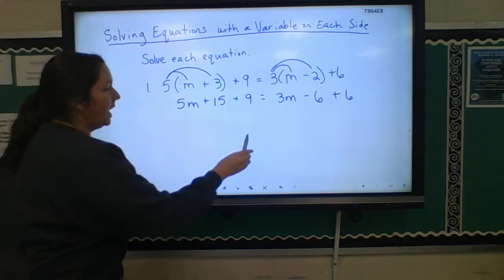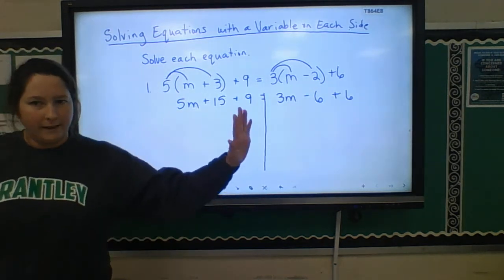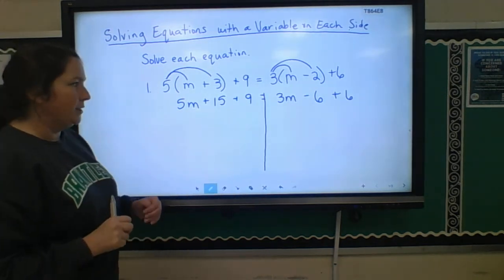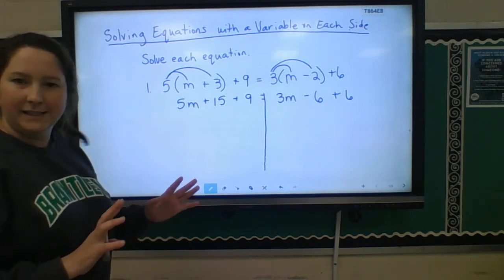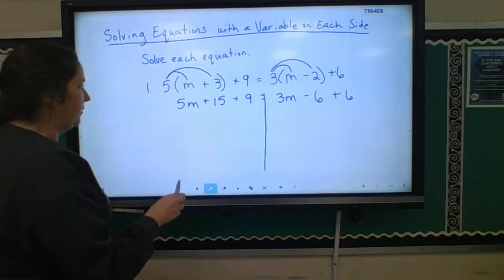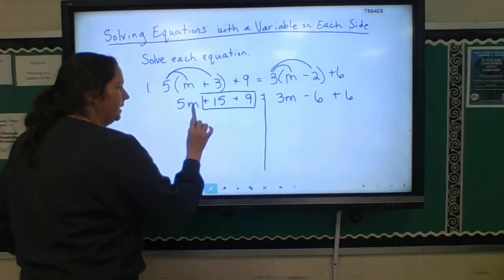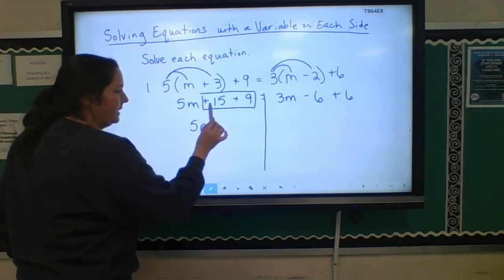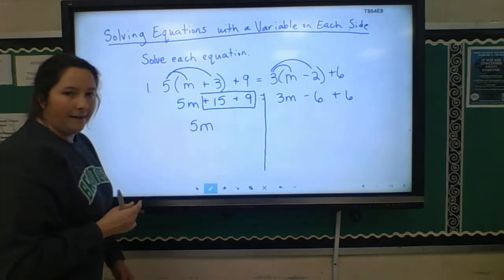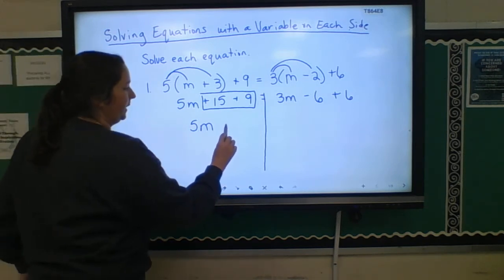Alright, so now, a lot of people like to draw their little line down to separate their equation. Alright, so we have a couple of things that we need to clean up before we start moving things around. Alright, so we're going to combine like terms. So I have a 5m, and then 15 plus 9 is 24.